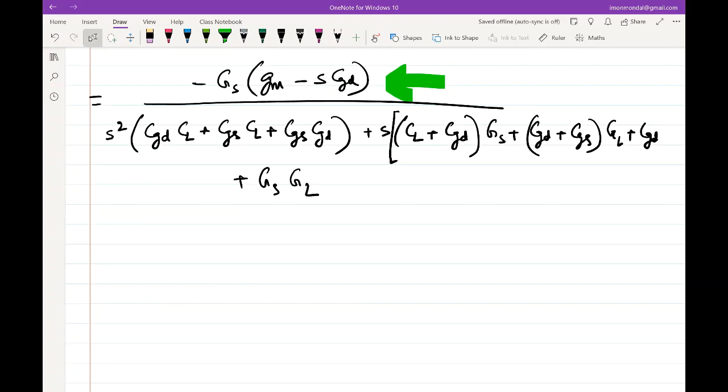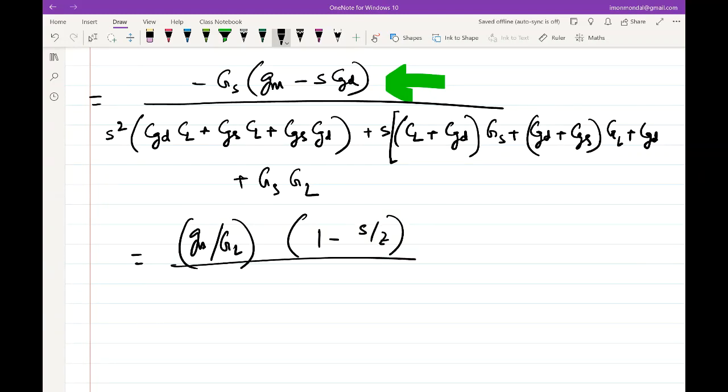So we have been expressing this in this form. A0 is, we know what it is. It is GM over GL times 1 minus S by Z. We know what is Z now. Now we need to find out what is P1 and what is P2. Okay. So obviously, second order equation, the moment we see it, we would like to do quadratic.